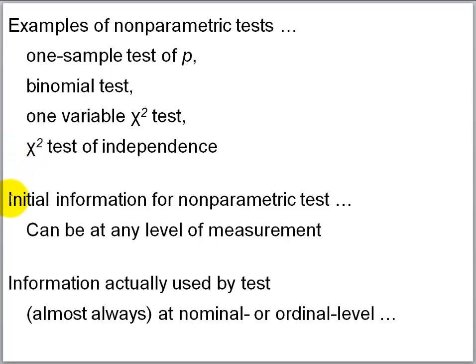Now, the data, which is to say the information gathered for a non-parametric test, can actually be at any level of measurement. That's not what's going to define the test as parametric or non-parametric. A key distinction is that the information that the test actually uses is going to be almost without exception at the nominal or ordinal level. I'll provide an example now to show you what I mean by that.